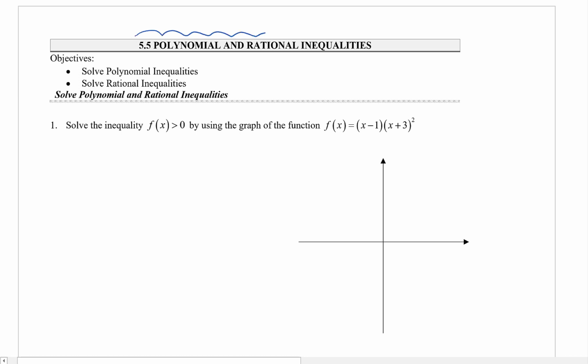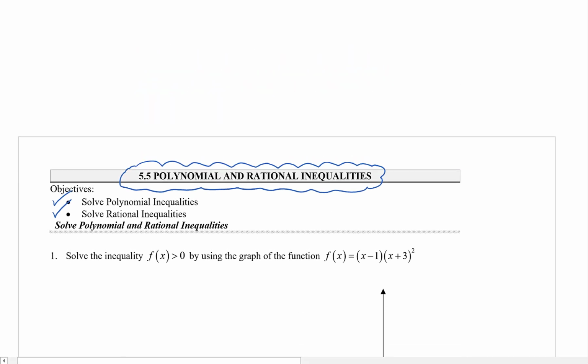Hi, this is section 5.5 on polynomial and rational inequalities, and our objectives for this section are going to be to solve polynomial inequalities and to solve rational inequalities. Why don't we review a little bit so we can talk about the differences between polynomial and rational inequalities before we start our first problem.